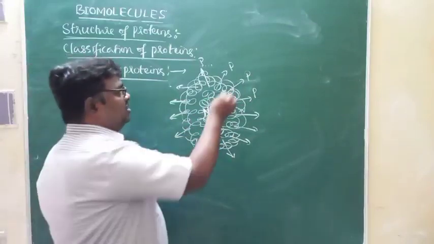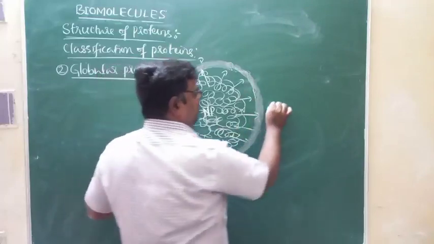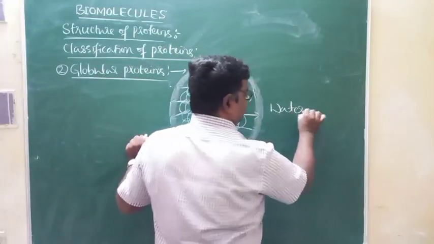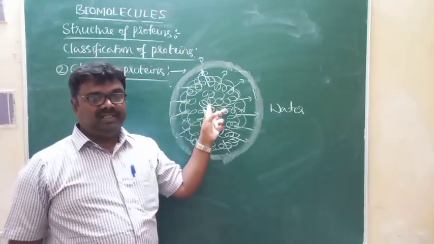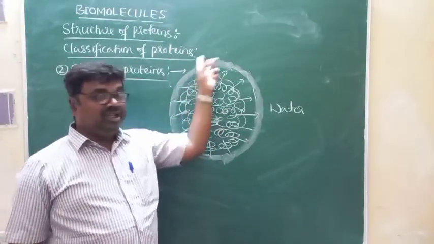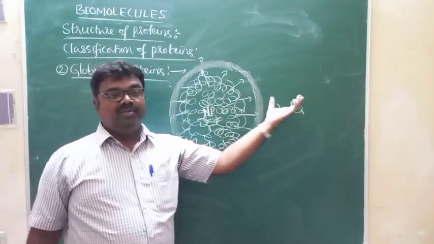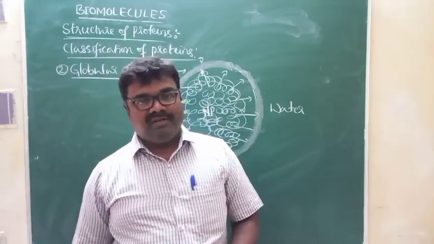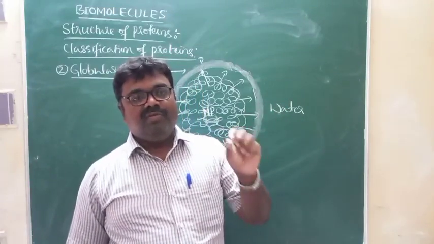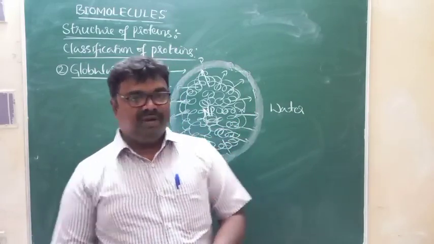Because of that, these polar groups at the surface of the spherical shape strongly interact with polar water molecules. These polar groups at the surface of the protein molecule strongly interact with polar water molecules. Thereby, globular proteins are soluble in water, whereas fibrous proteins are insoluble in water.